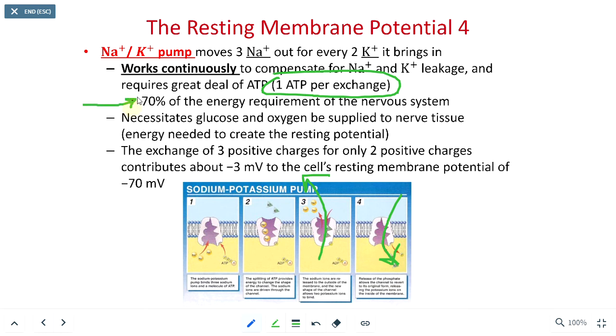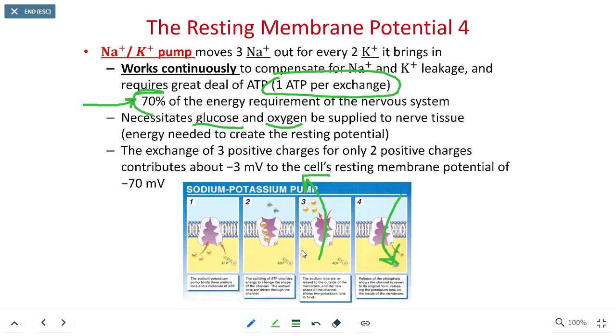They use up approximately 70% of the energy of the nervous system. And if we think of our nervous system, it uses up about 20% of the energy in our bodies, or 20% of our basal metabolic rate. So the sodium potassium pump of the nervous system uses up 14% of the calories that we consume. Wowza, that's a lot. As we're looking at the sodium potassium pump, it means that we need to have a high supply of glucose and oxygen being supplied to nervous tissue, so that we can create lots of ATP for the sodium potassium pump to function.